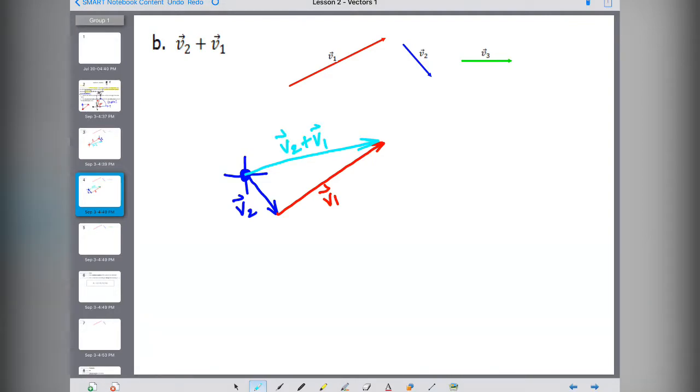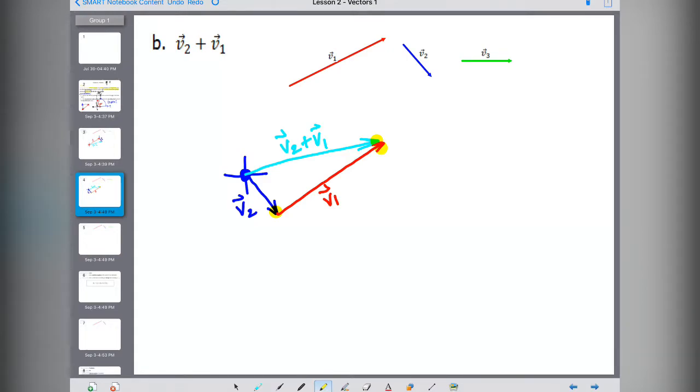V2 plus V1. I always label my vectors. Other things you should always watch out for: do you see the arrows that I put on every single one of them? So make sure you remember, when it's a vector, you draw an arrow. Okay, so why do I do V1 plus V2 or V2 plus V1?